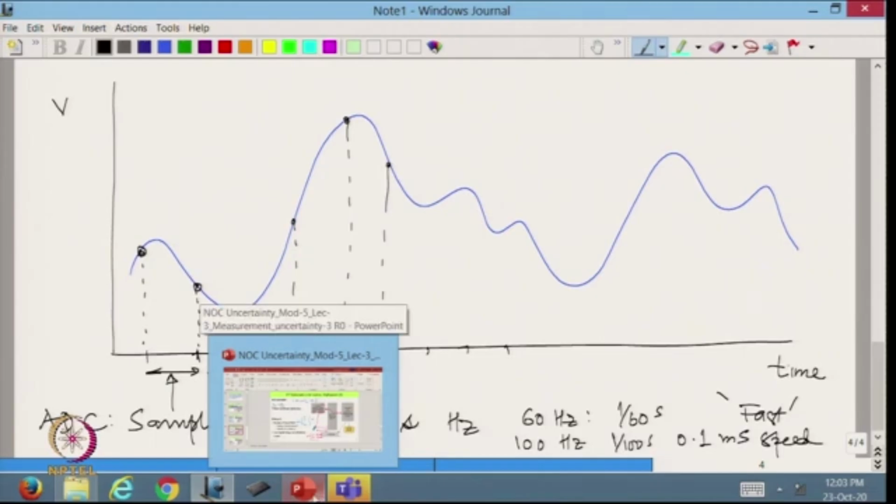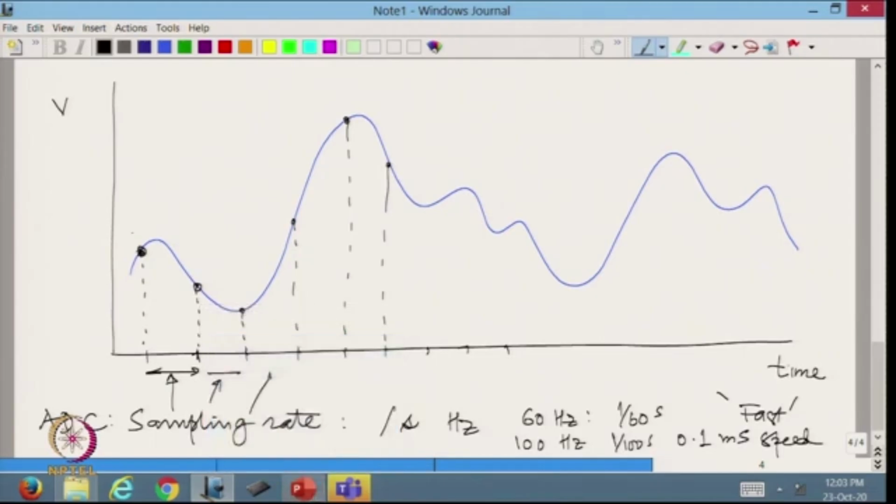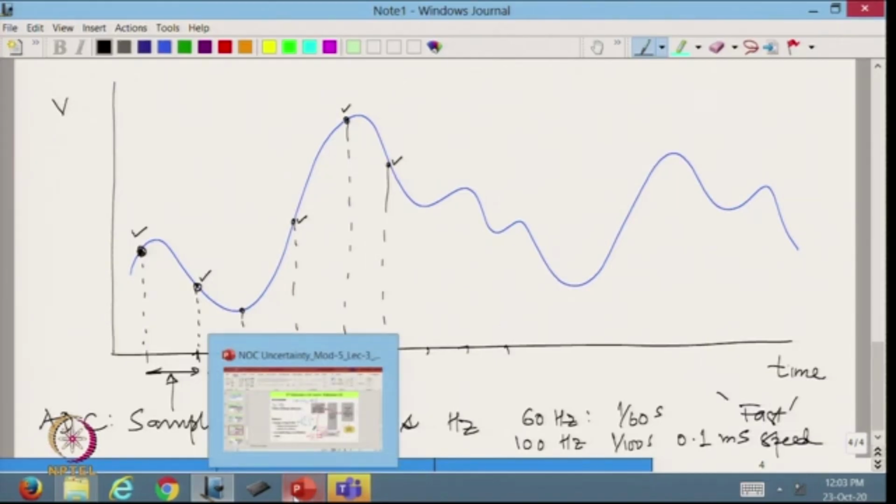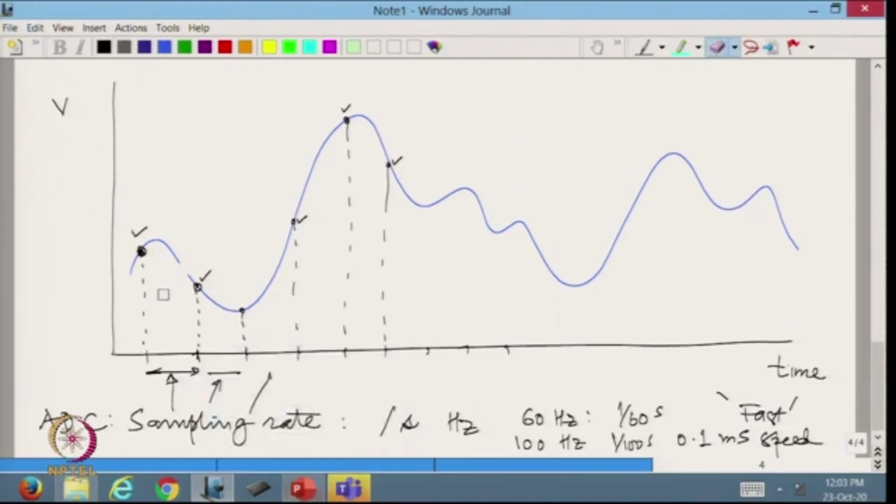So, in the output file, we have a number corresponding to this, a number corresponding to this, a number corresponding to this, a number corresponding to this, a number corresponding to this. What we have missed out is that our original signal is completely gone. That means all this information which was there, we have missed it out.